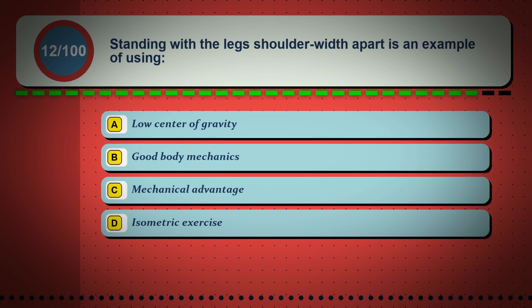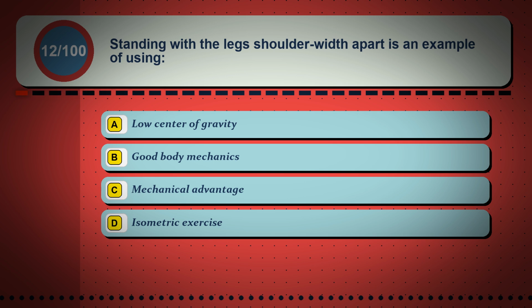Question 12. Standing with the legs shoulder width apart is an example of using: Option A. Low center of gravity. Option B. Good body mechanics. Option C. Mechanical advantage. Option D. Isometric exercise.